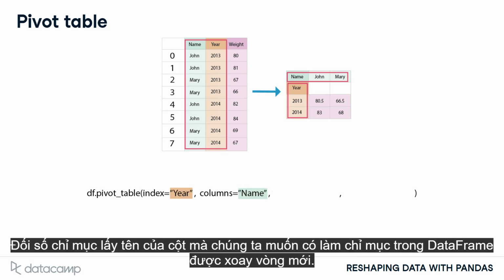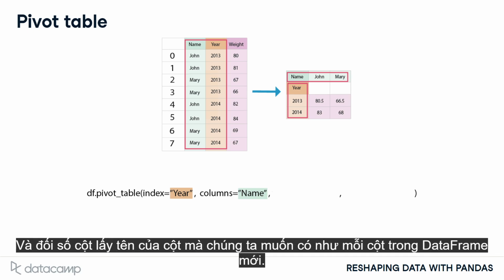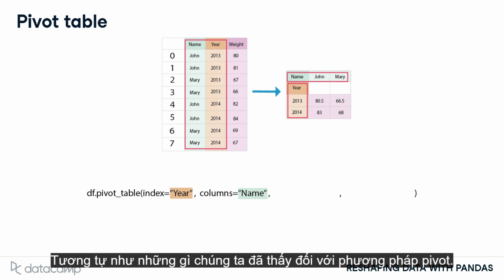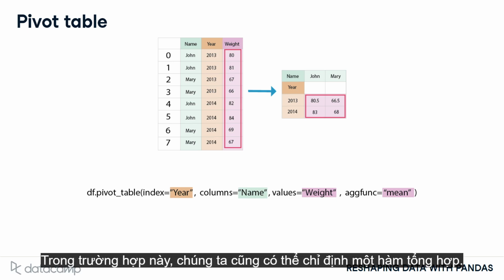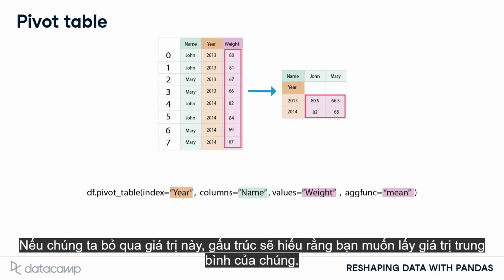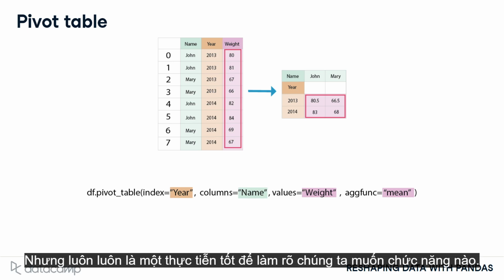The index argument takes the name of the column we want to have as an index in the new pivoted data frame. And the columns argument takes the name of the column we want to have as each column in the new data frame, similar to what we saw for the pivot method. The values argument takes the name of the column which values we want to aggregate in the new pivoted data frame. In this case, we can also specify an aggregation function. If we omit this value, pandas will understand you want to take their average. But it's always a good practice to clarify which function we want.